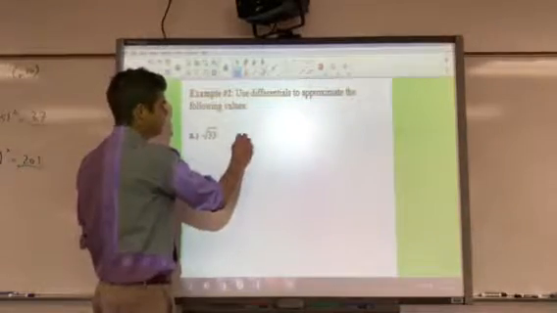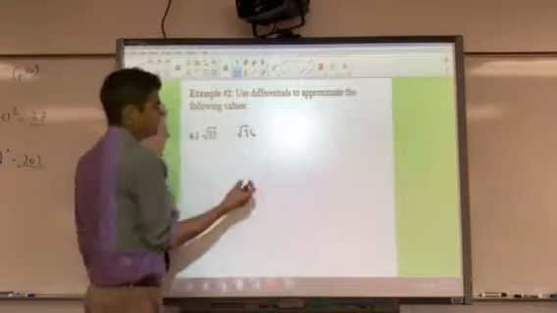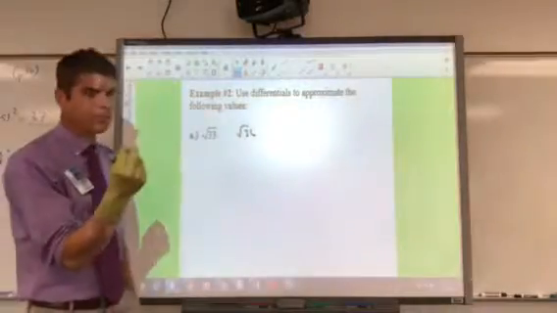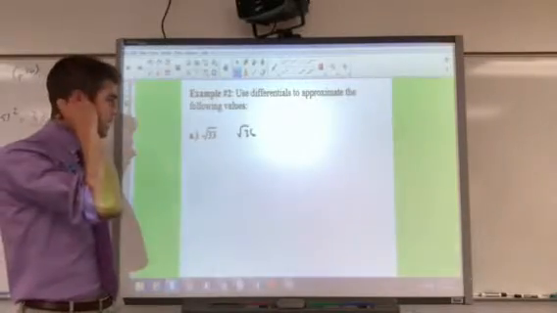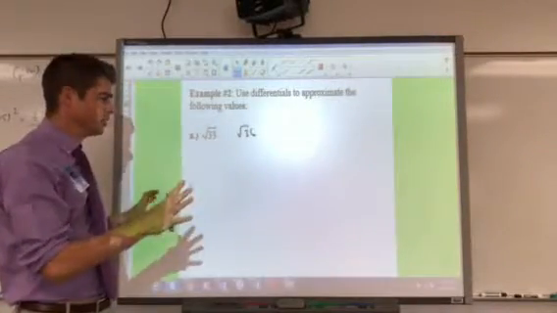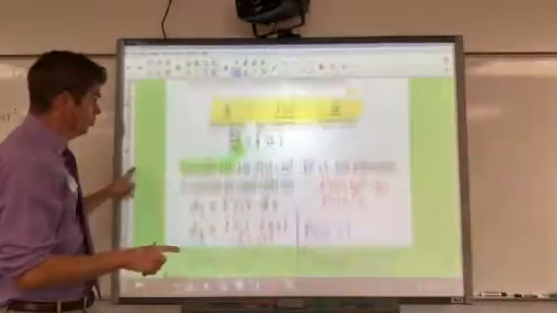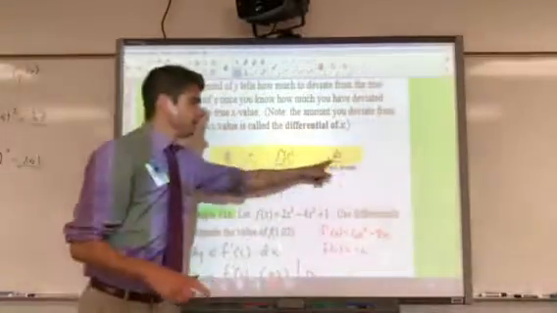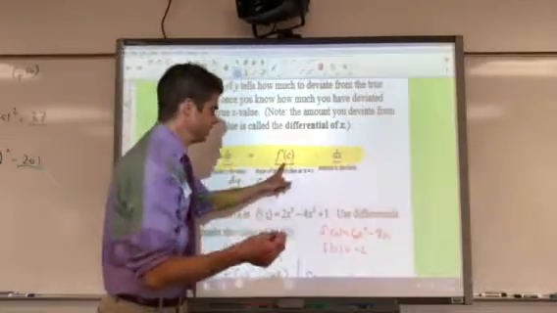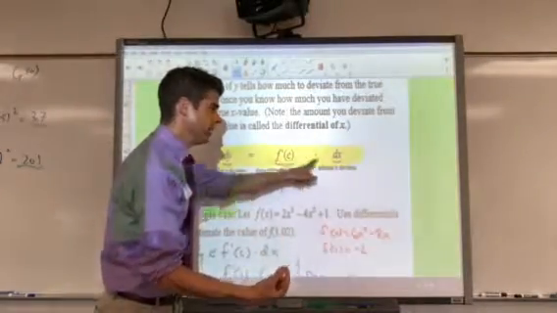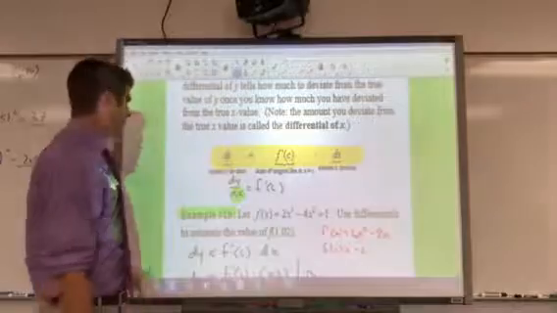I'm going to think about root 36 as my nice point or my fixed point. I know things about root 36. And so then I need to create a function so that I can actually use this differential formula, to figure out how much I'm deviating y by. So I need to find a function and find a derivative at the nice value, and then put in how much I'm deviating x by.